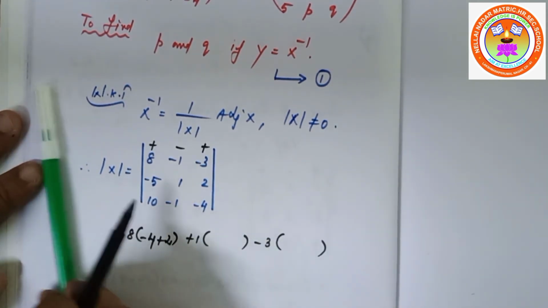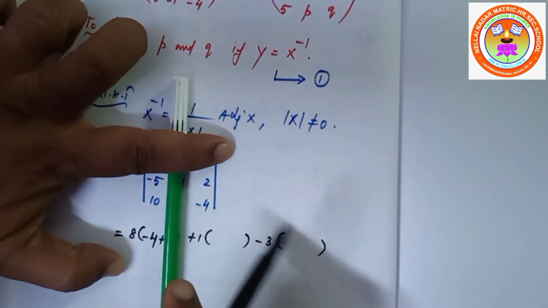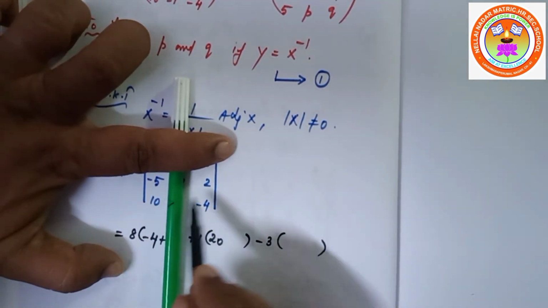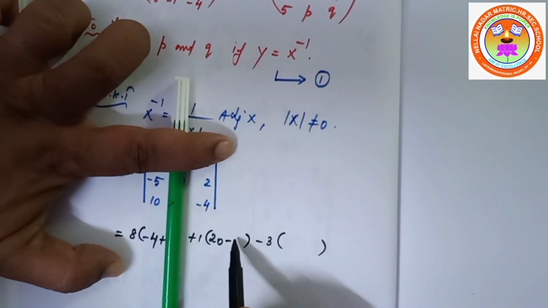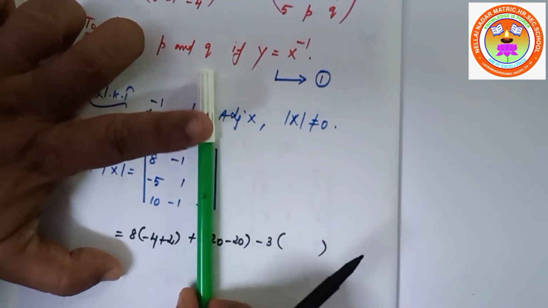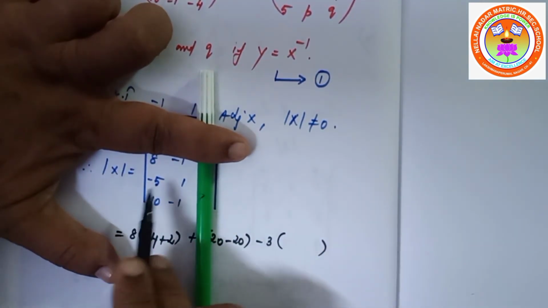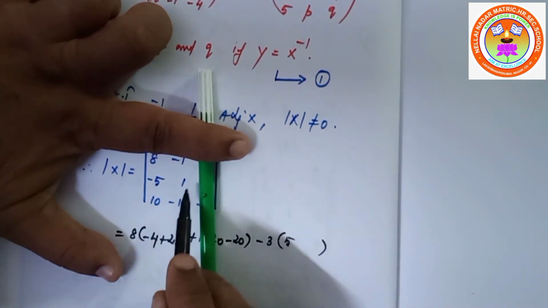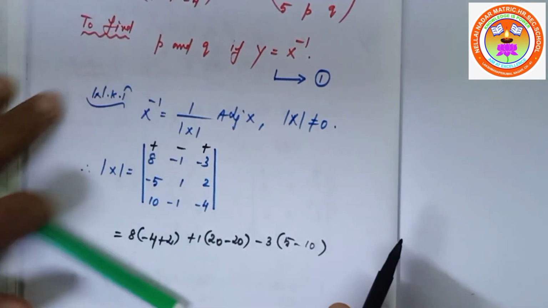Next one, you can leave the second column and first row. You have to multiply these two: minus 5 and minus 4 together is 20, and 10 into 2 is 20, but you have to write minus 20. Finally, leave the last column and first row. We have these 4 elements. Multiply these two: minus 5 and minus 1 will give plus 5, and 10 into 1 becomes minus 10.